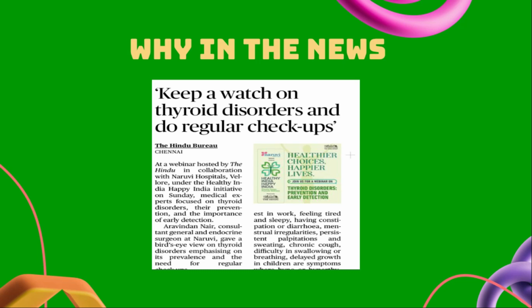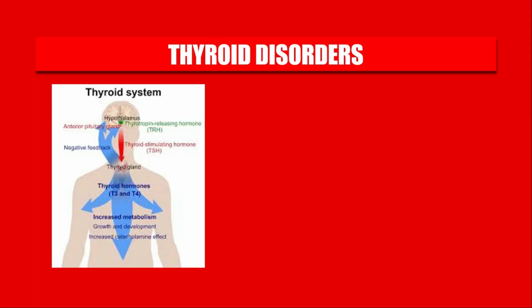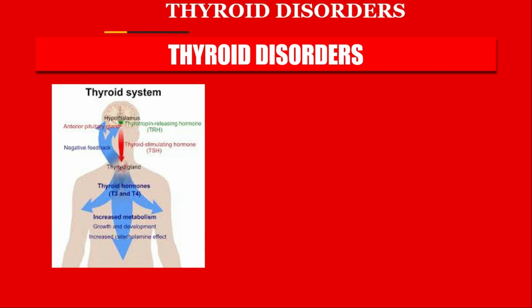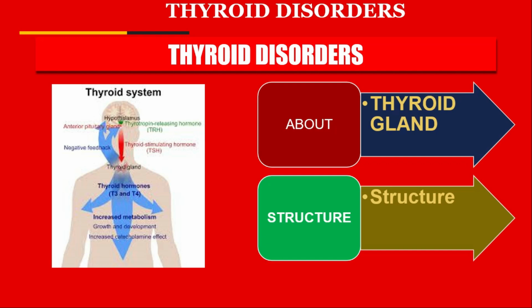First of all, what is the thyroid gland? It's a vital endocrine organ located in the neck. It plays a crucial role in regulating metabolism, growth, and development through the secretion of thyroid hormones.